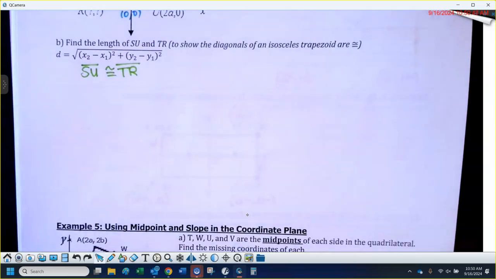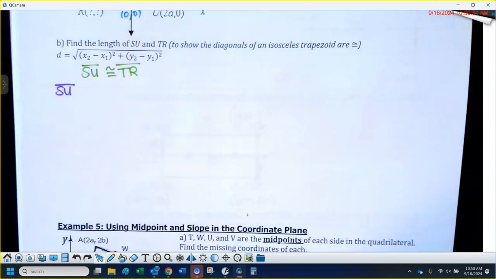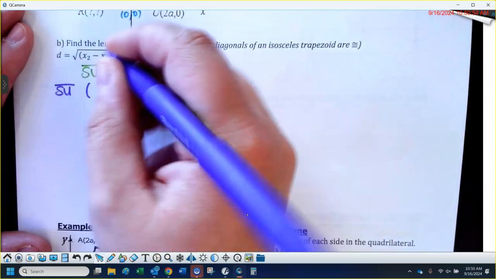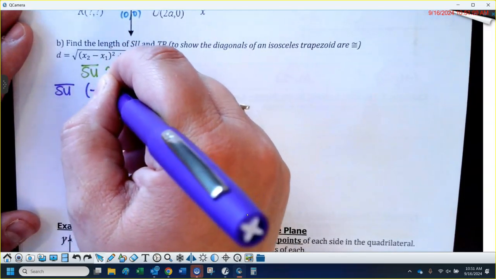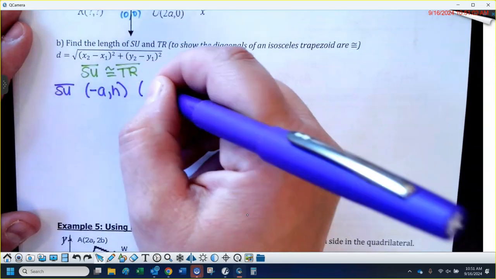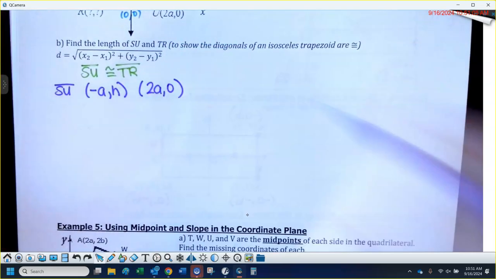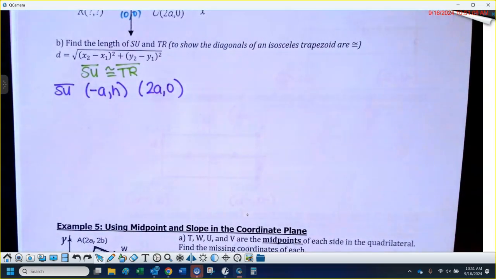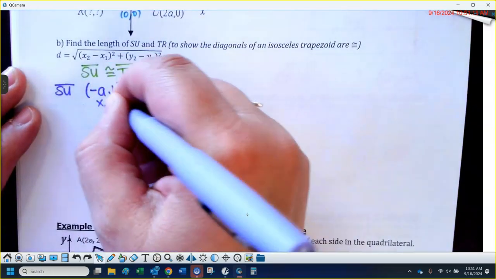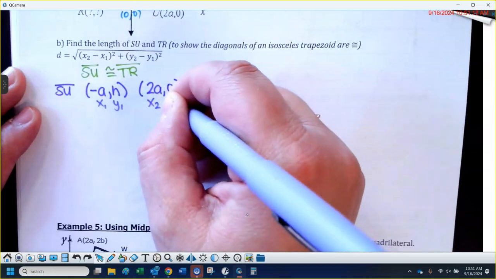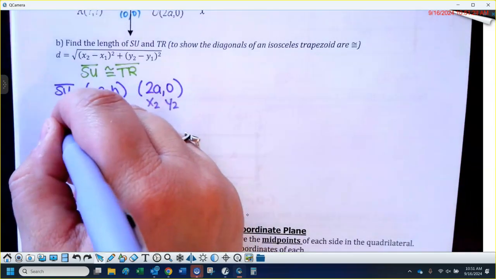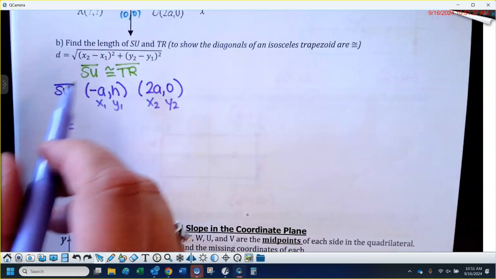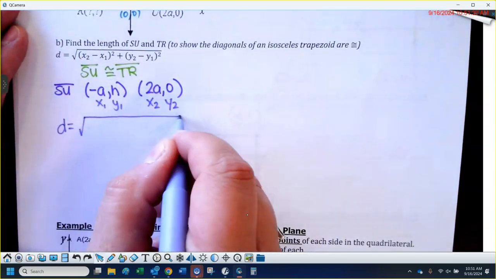To do this, let's just do SU first. I'm just going to write down the 2 points that we wrote on the coordinate plane, or maybe they gave it to us. So S was the point negative A, H, and U was the point 2A, comma 0. And I know this is weird because it's got variables, but we're just going to follow the distance formula that's written right above here. So I've got 2 points. I'm going to call the first one x1, y1, and I'm going to call the second one x2, y2. This is kind of heavy in the algebra here. The distance between these 2 points, if I can plug those coordinates into that distance formula right there, and we're just going to see what we can simplify.